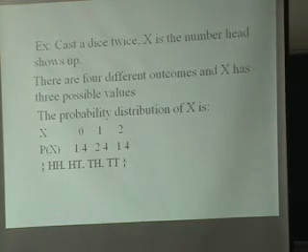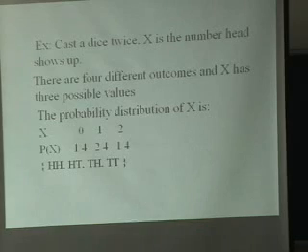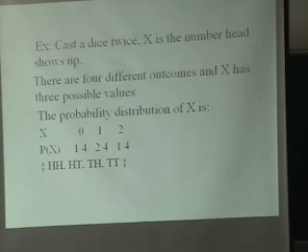Okay, now we are going to do this. Cast a coin twice, and X is the number of heads showing up. So in this case, what are the probabilities there? There are 4 possibilities, okay?